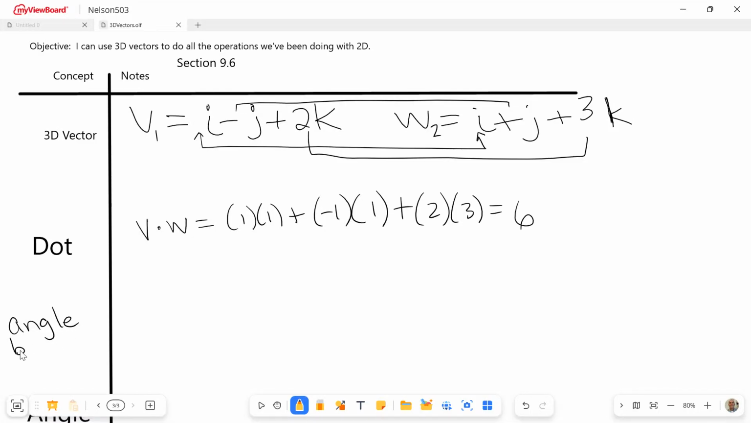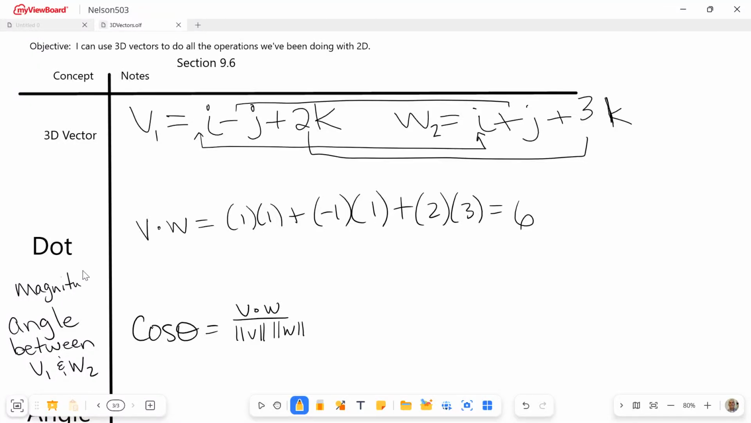Angle between, let's say, v and w. Okay, so vector 1 and vector 2. So how do we do that? Well, cosine theta is equal to v dot w all over the magnitude of v times the magnitude of w. Now, three-dimensional Pythagorean theorem works the same as two-dimensional Pythagorean theorem. So let me come up here and put down magnitude. I guess we need that, don't we, for our formula?